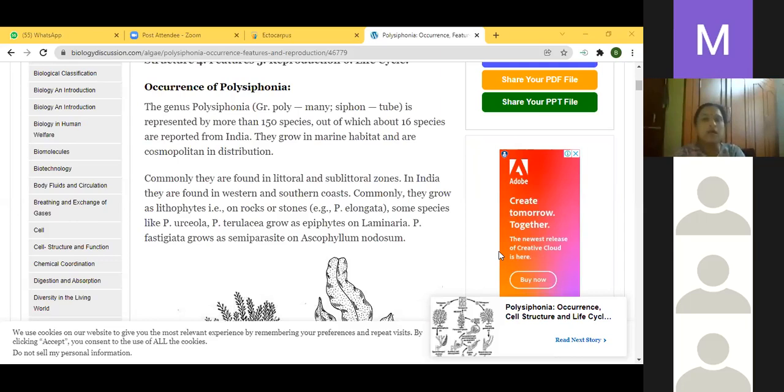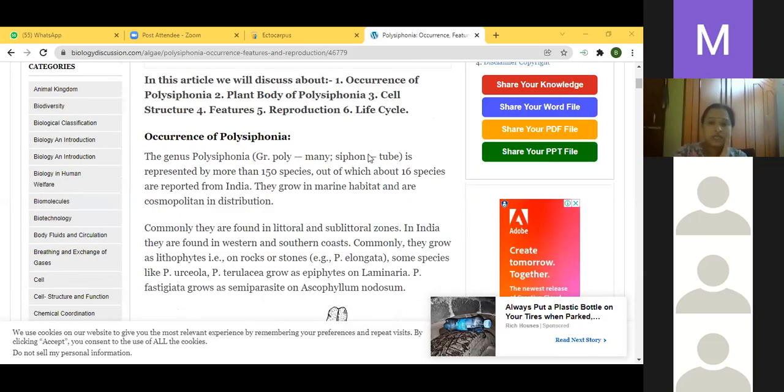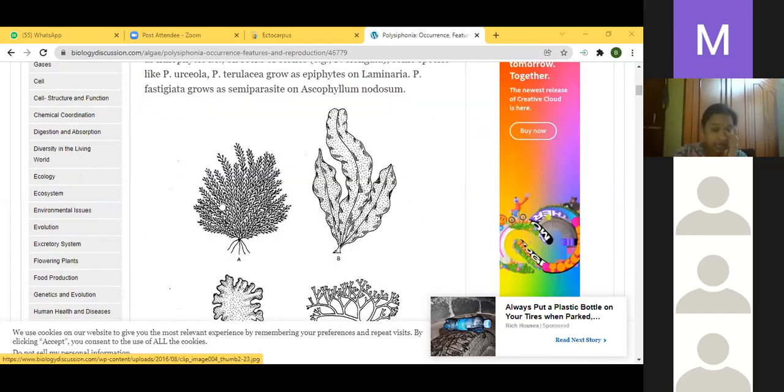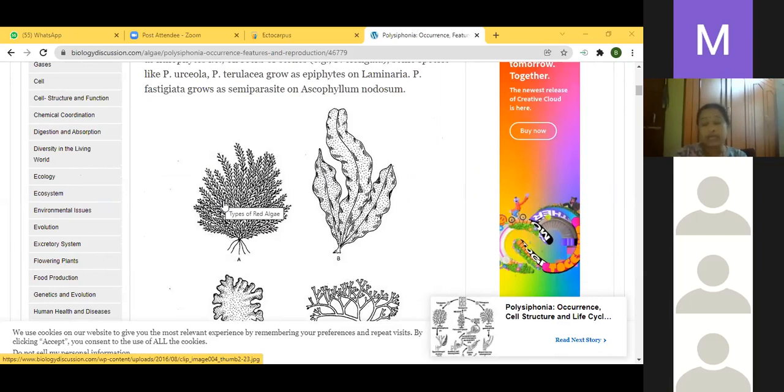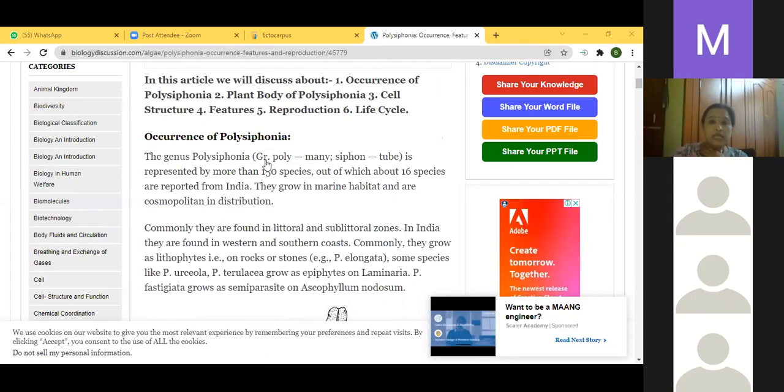Polysiphonia. Here, what is the meaning of the genus Polysiphonia? Poly means many, siphonous means tubes. How does the plant body look? It looks like many tubes. See, this is the thallus. You can observe the tree-like thallus. This is a marine alga; you can observe it under the ocean, under the sea. Polysiphonia means many tube-like thallus is present.